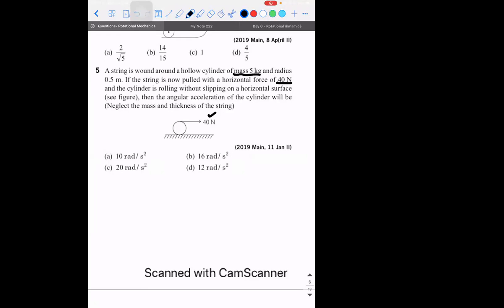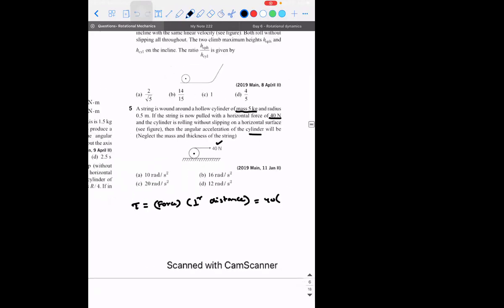Force is given. The cylinder is rotating about its own axis, no? And the cylinder is rolling about its natural axis. So force is given, which formula of torque will you apply? Torque is equal to force into perpendicular distance. Tell me the right values. 40 into what is the perpendicular distance, guys? 1 by 2. So 20 Newton meter.